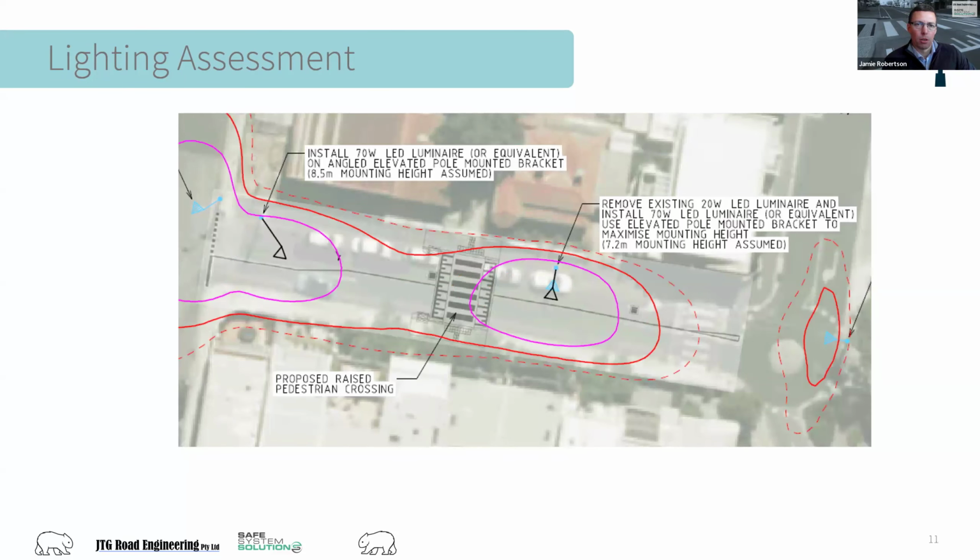This image shows some proposed improvements and the associated illuminance provided by this proposed lighting scheme, which demonstrates, if we're looking at the solid red line, that the required lux levels are achieved over the crossing and the approaches to it.